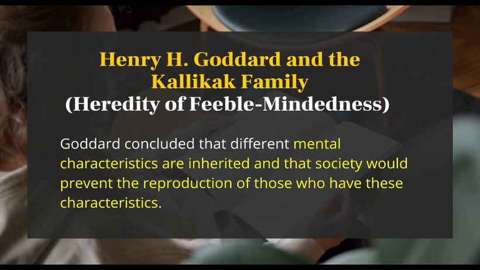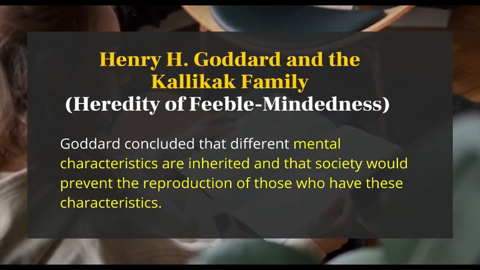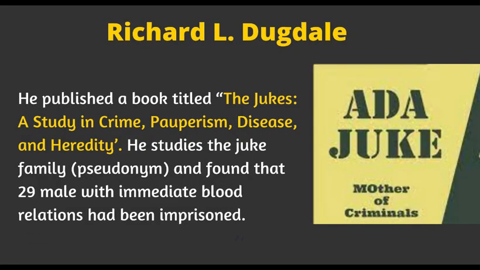The next person is Richard L. Dugdale. He published a book titled The Jukes, A Study in Crime, Pauperism, Disease, and Heredity. He studied the Juke family, a pseudonym, and found that 29 males with immediate blood relations had been imprisoned. Ada Juke, mother of criminals. A separate video also presents the story of the mother of criminals on my channel.